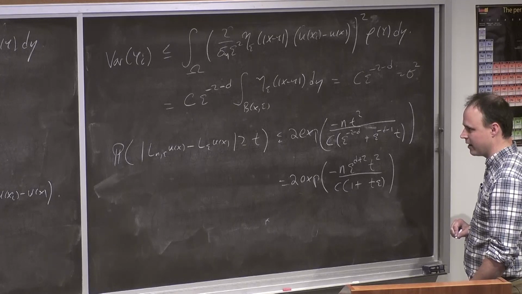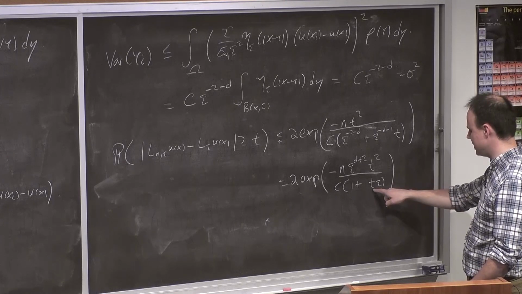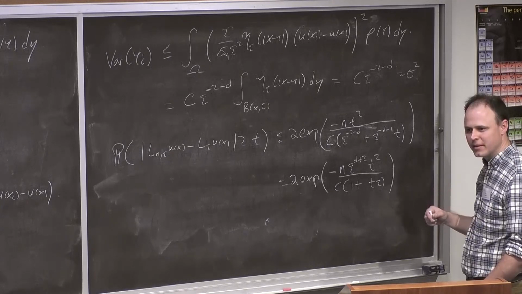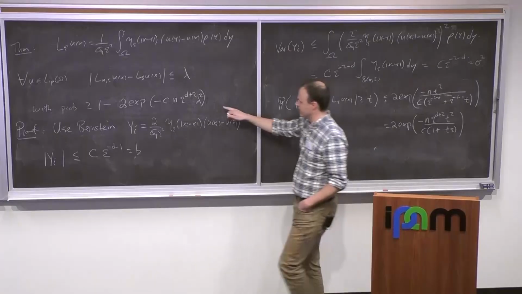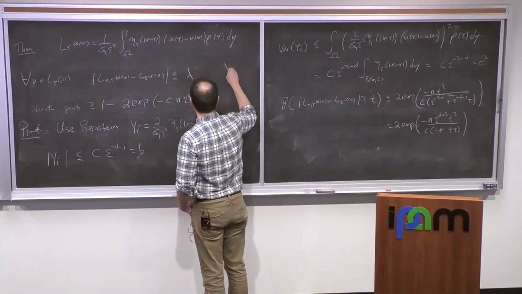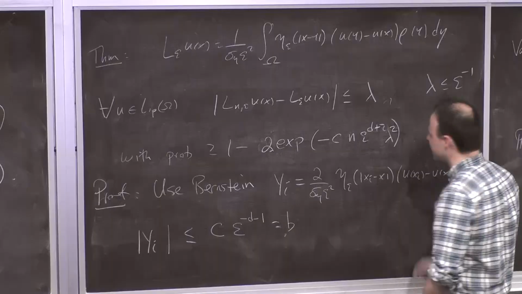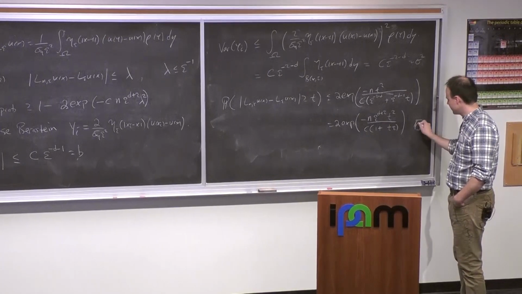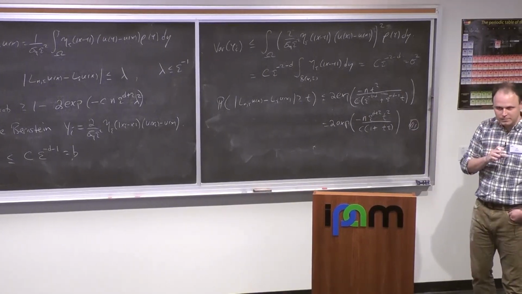And now I just have to restrict, let's say if I restrict t to be less than epsilon inverse or something, then this reduces to what I have here. So this is for lambda less than epsilon inverse. Okay. Make sense?